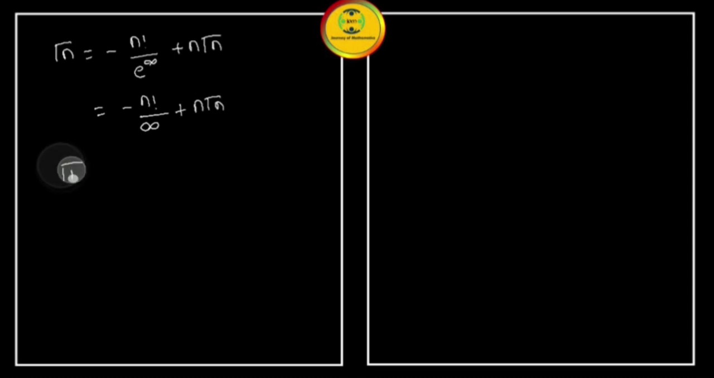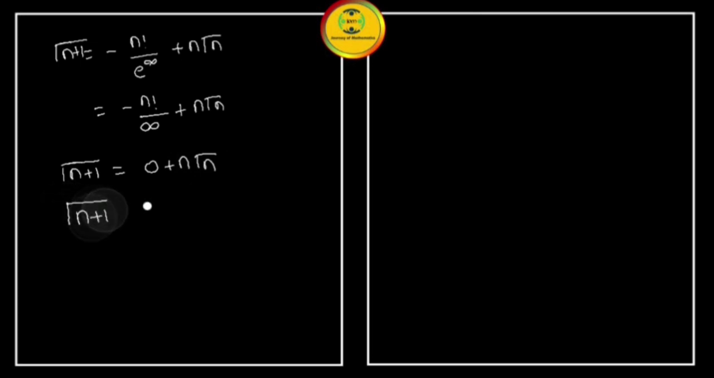So here on the left hand side we started with gamma of n plus 1. So gamma of n plus 1 is equal to anything by infinity, which is 0, plus n into gamma of n. That means finally I can write gamma of n plus 1 is equal to n into gamma of n. So this is the second property of the gamma function. So these are the first two properties of beta and gamma function.